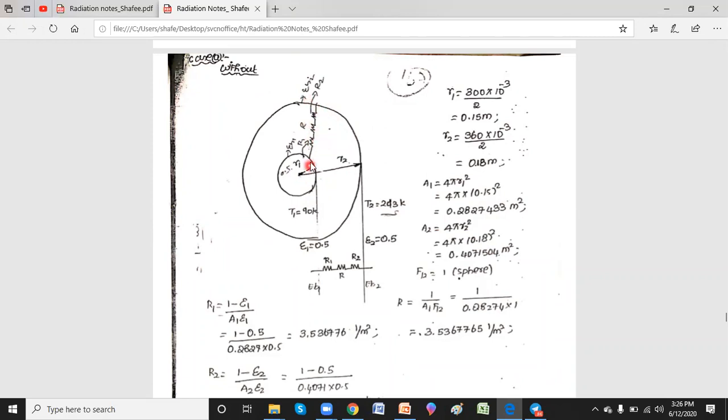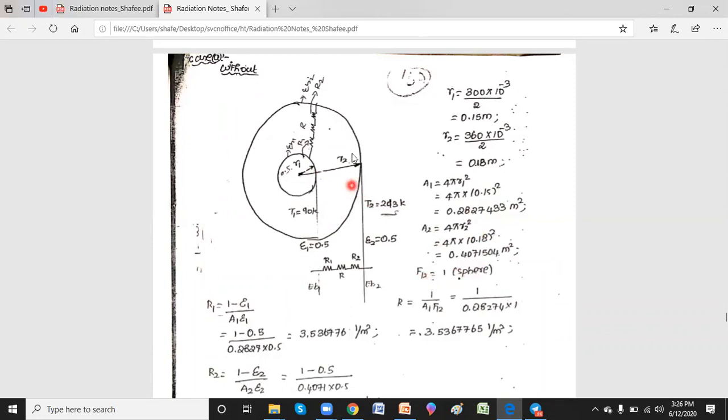Just see this network with R1, R and R2. This is how it is plotted. There is no shield or in-between cylindrical or spherical wall available. Now this is without any shield. R1 is given, R2 is given. Now what is the surface area of this particular sphere? 4 pi r square. So A1 is 4 pi r1 square, A2 is 4 pi r2 square.